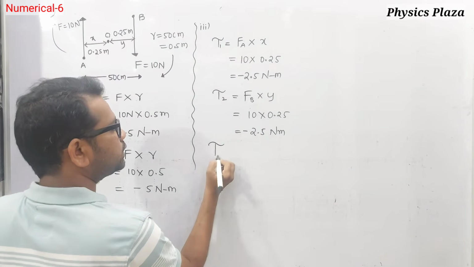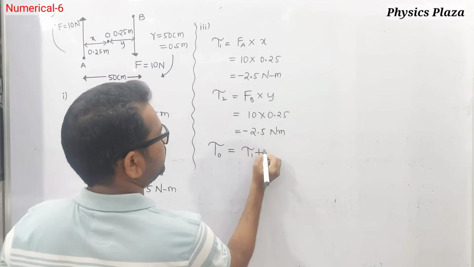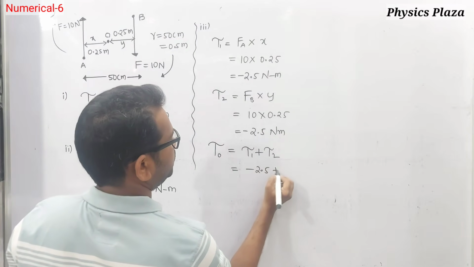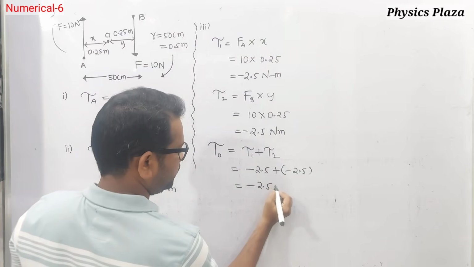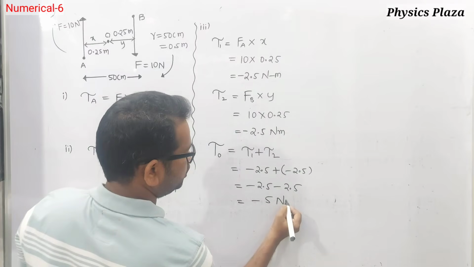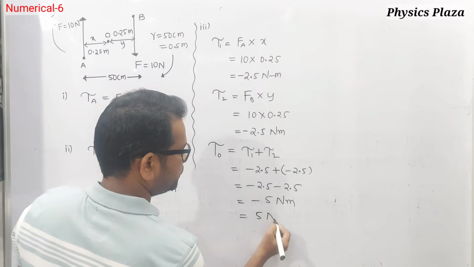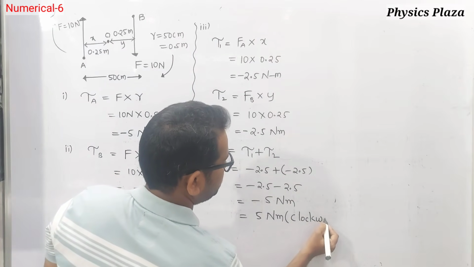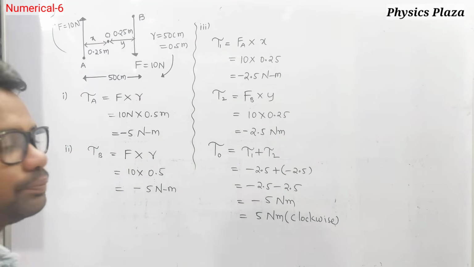Now they are asking for the resultant about this point O. So we have to do tau1 plus tau2. This is going to be minus 2.5 plus minus 2.5, which is minus 2.5 minus 2.5. This is going to be minus 5 Newton meter. As I told you, if you don't want to write the minus symbol, simply you can write 5 Newton meter, and in brackets, what should we write, children? It is clockwise. Is it clear? Fine, just copy it.